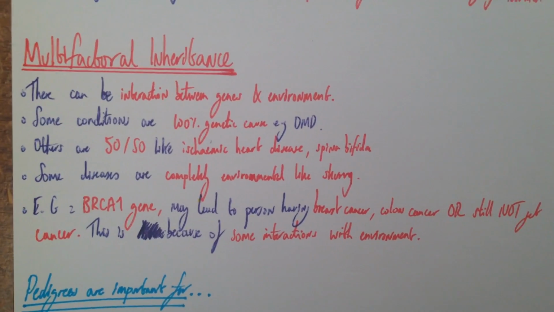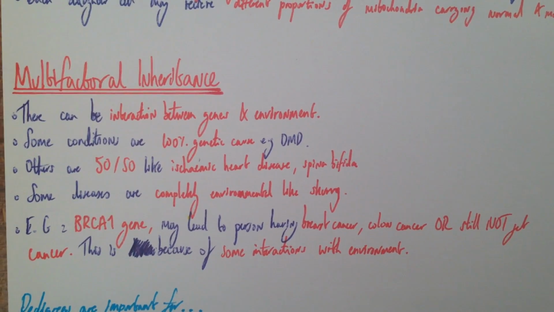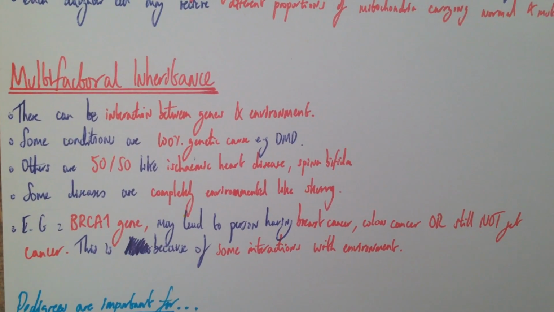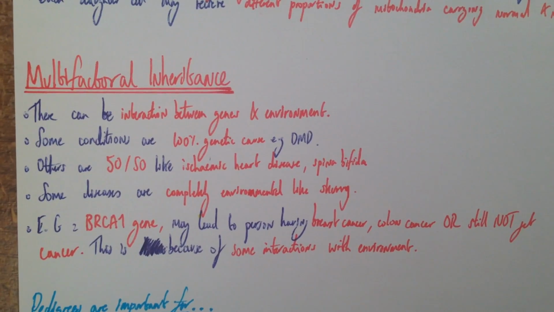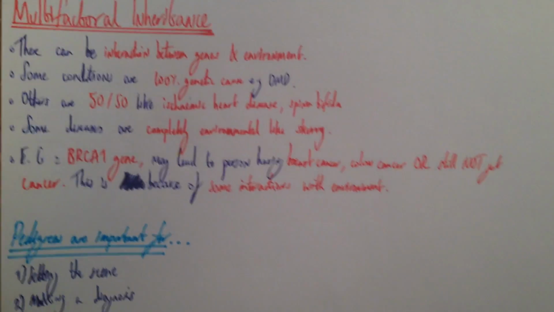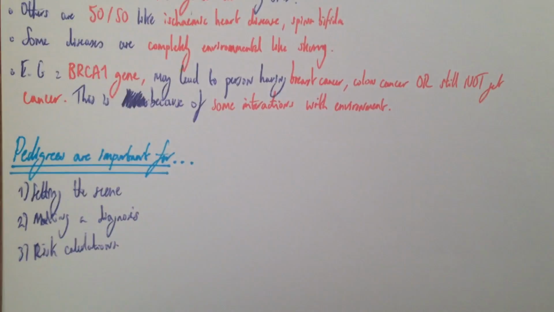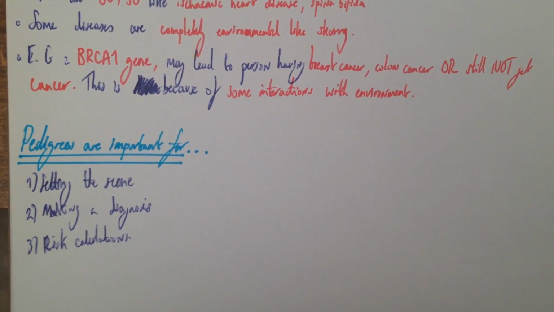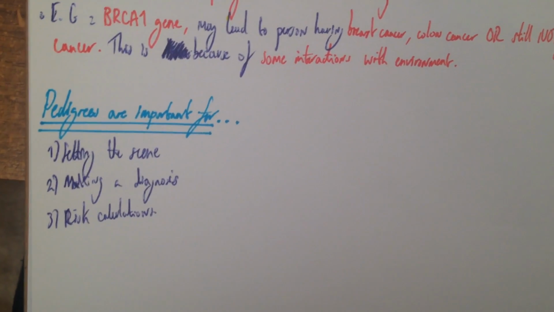An example is the BRCA1 gene, which may lead to a person having breast cancer, colon cancer, or still not getting cancer. This is because of interactions with the environment, which are important for the BRCA1 gene to cause cancer. We then go on to the pedigrees, which are important. I don't know why this is here at the end, it's a bit random, but basically pedigrees are important for three things: setting the scene, making a diagnosis, and risk calculations.